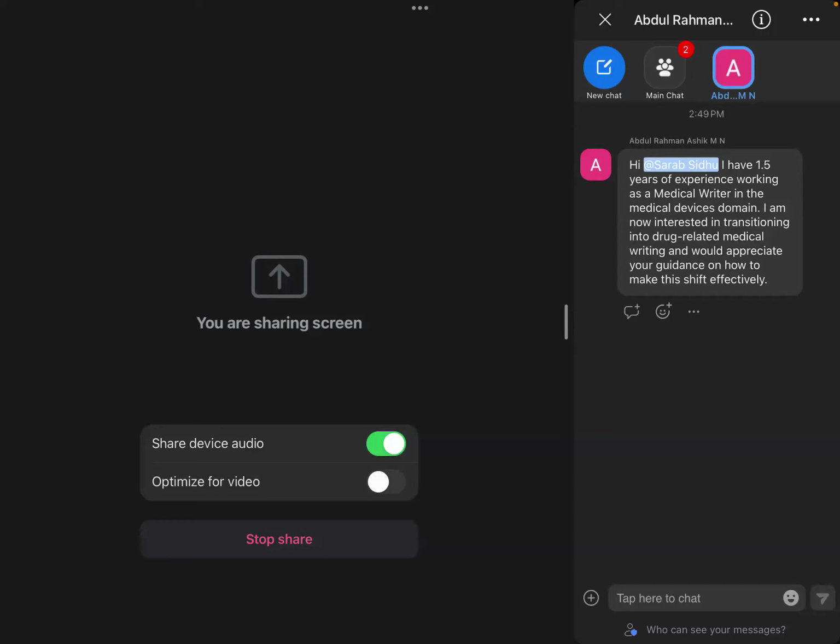And you should not limit yourself thinking that you do not have experience in this domain or that domain. It's all considered. Even teaching experience is considered.